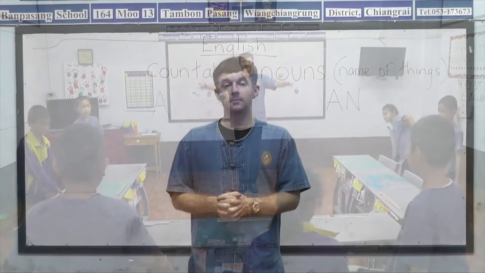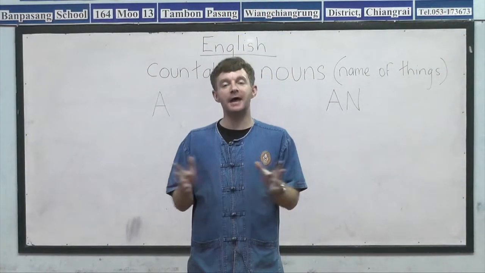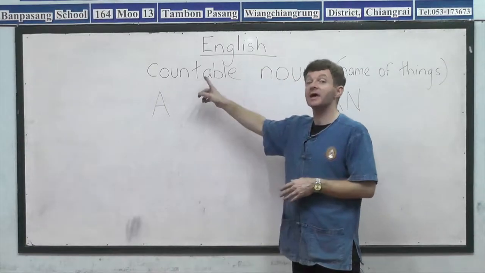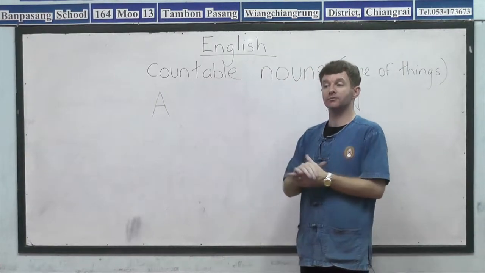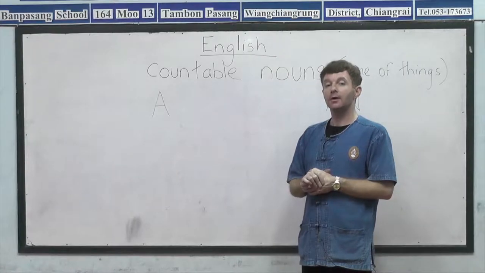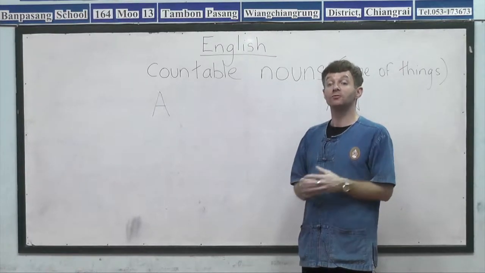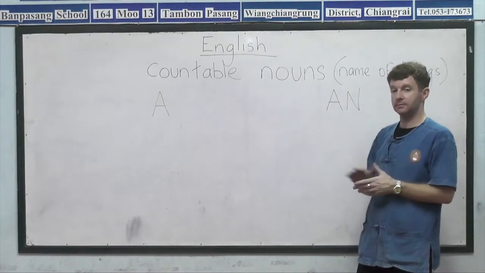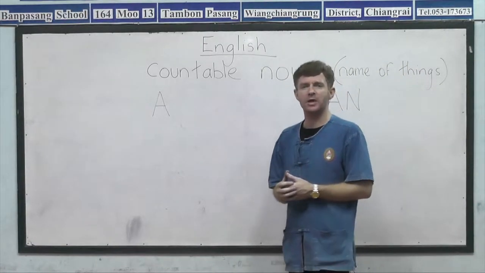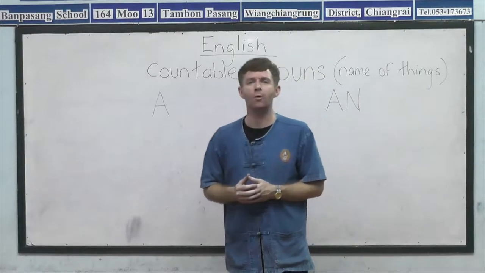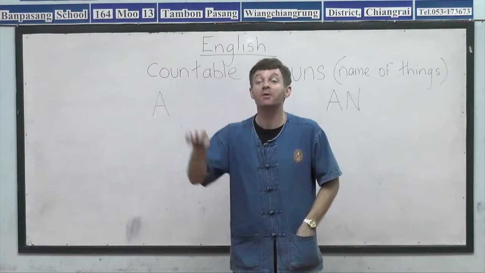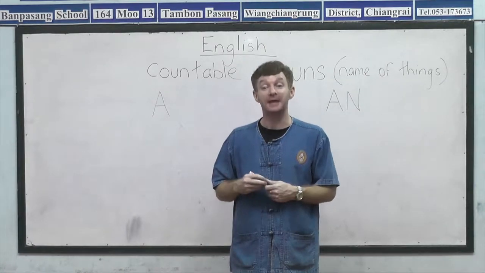Excellent, guys. Welcome back to class. So now we're going to move on. So far, we've been looking at countable nouns. We can count them and use the words a or an. But what about things that we can't count? What do we call them? Any ideas? We call them uncountable nouns.